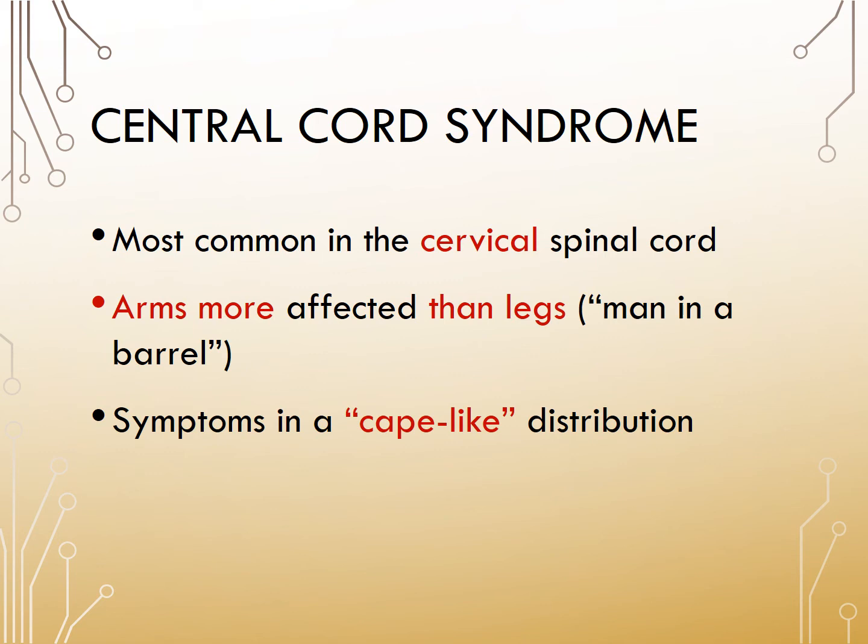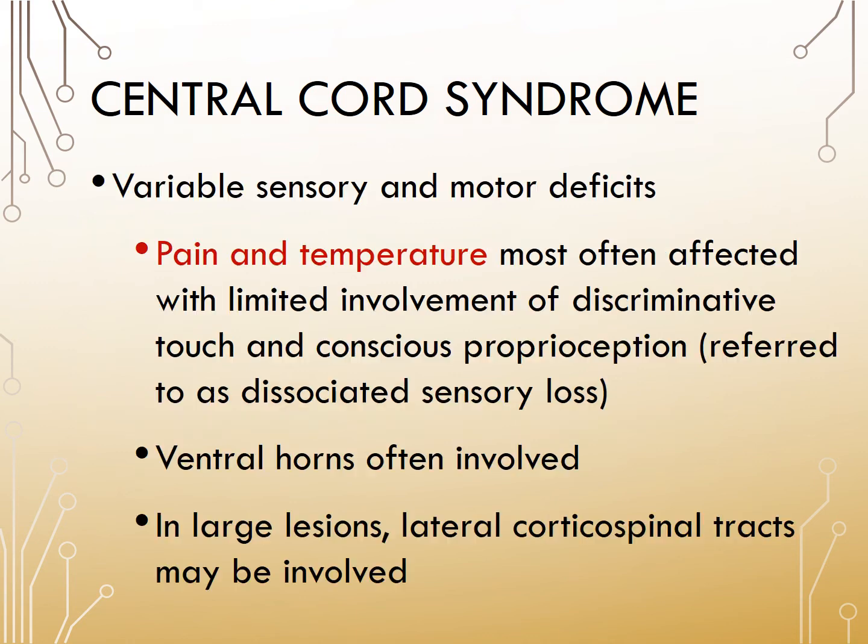Another classic sign with a cervical central cord syndrome is the symptoms being distributed in a cape-like distribution, typically wrapping around the more lateral aspects of the upper extremities.